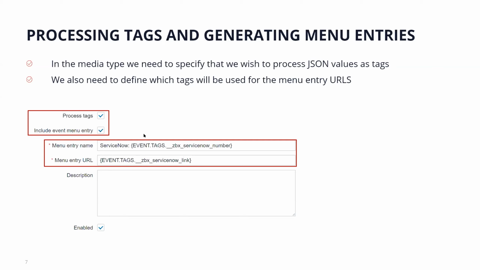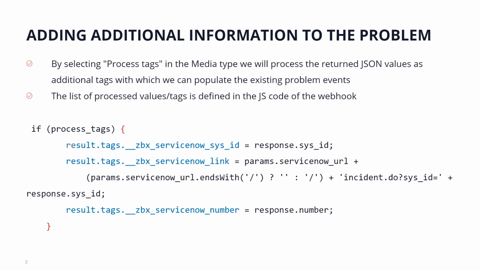And processing tags means that the webhook response is a JSON response, and we are going to process tags from that JSON response. We will look at it in a moment. So by selecting the process tags checkbox, we are going to process the JSON. Here's an example of it as additional tags, and this is a part of our JavaScript that is responsible for it. Here we are saying that this tag, Zabbix ServiceNow system ID, will be equal to the JSON response system ID.